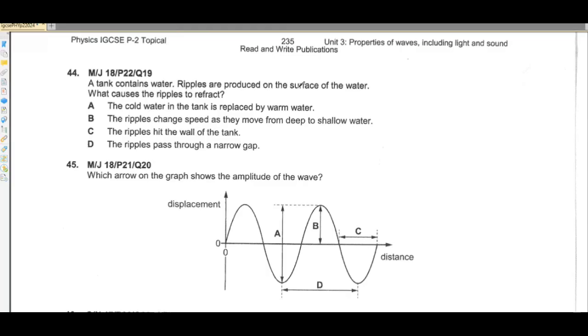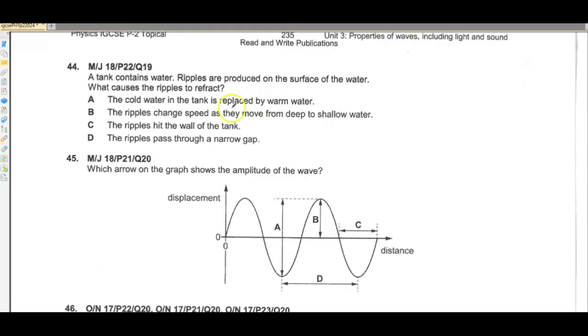Okay, question number 44. A tank contains water. Ripples are produced on the surface of the water. What causes the ripples to refract? Okay, refraction happens when you change the depth of the water. So let's go through the options. The cold water in the tank is replaced by warm water. No. The ripples change speed as they move from deep water to shallow water. Yes, this is correct.